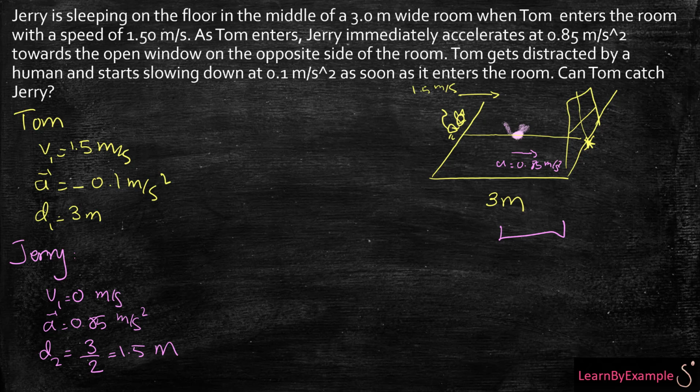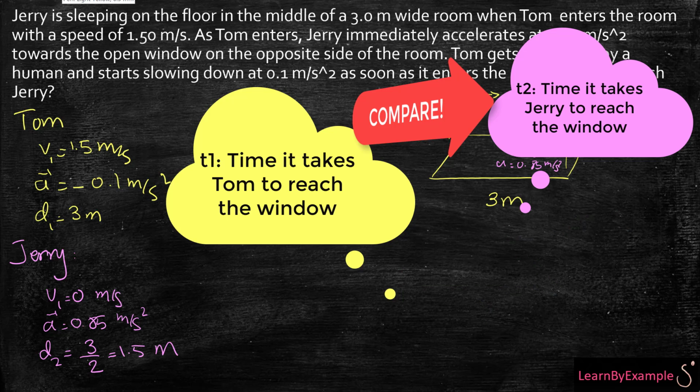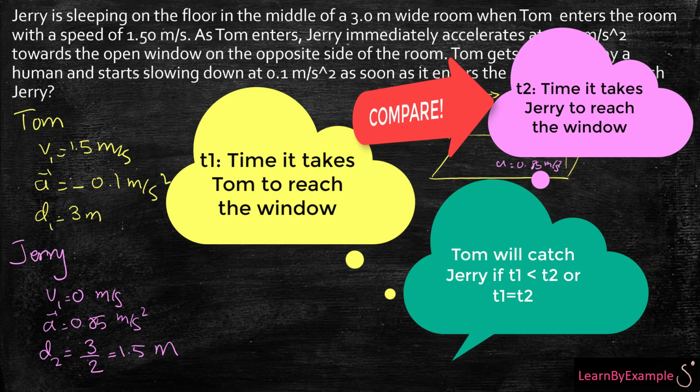Let's say it takes Jerry 5 seconds to reach the window, and it takes Tom 6 seconds to reach the window. Obviously, by that time, Jerry would have jumped out of the window, and Tom would not be able to catch him. But if Tom were to reach the window at 4 seconds, he would be able to catch Jerry. So what I need to find out is what t1 and t2 are, and compare them. After, I will understand if Tom will be able to catch Jerry or not.